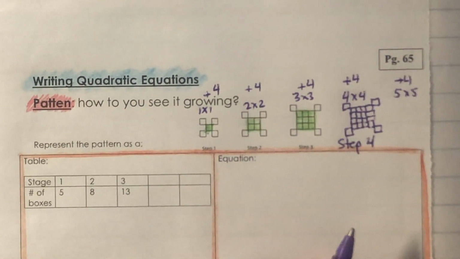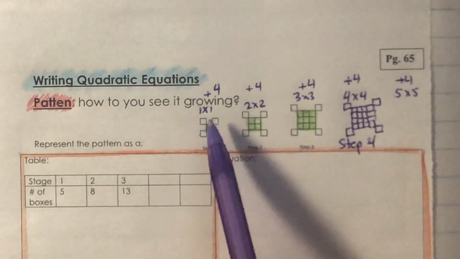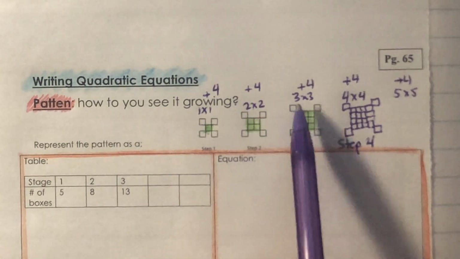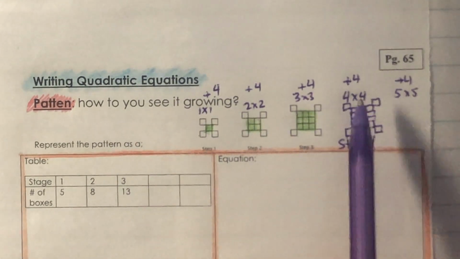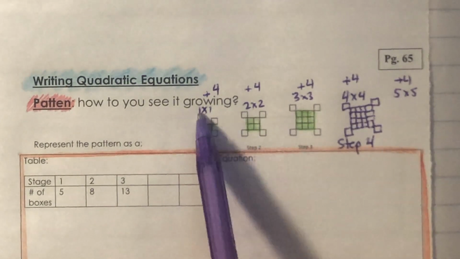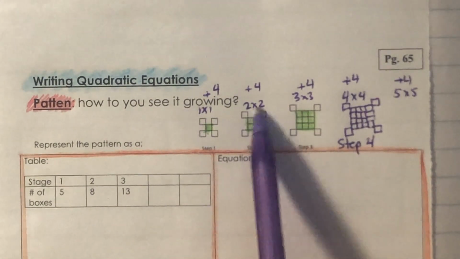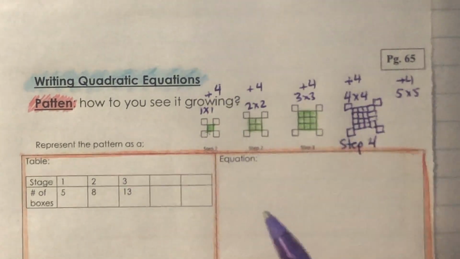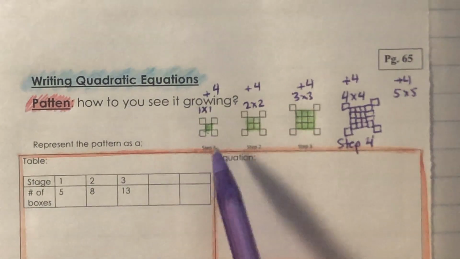So for example, what am I noticing? So it starts off with a 1 by 1 box, then you add 4. 2 by 2 box, then you add 4. 3 by 3 box, then you add 4. 4 by 4 box, then you add 4. What am I noticing here? That I'm multiplying the number by itself, right? And what do we call when we multiply the number by itself? You call it squaring. So what am I doing? I'm taking this step, I'm squaring it.